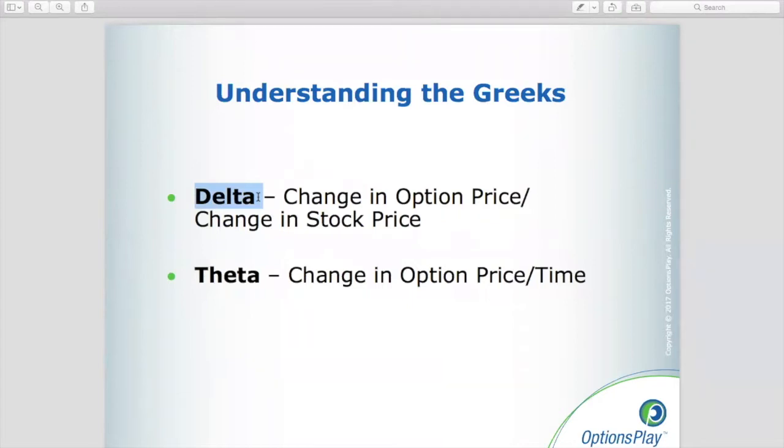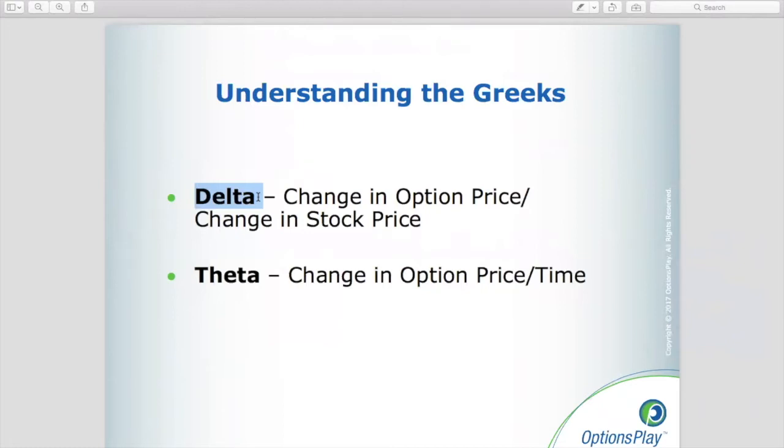So if you buy a call and the stock goes up by $1, your call is not going to necessarily go up by $1. How much is it going to go up by? That's what delta tells you. So if you have a call with a delta of 0.50, that means for every dollar the stock goes up, the option will go up 50 cents.